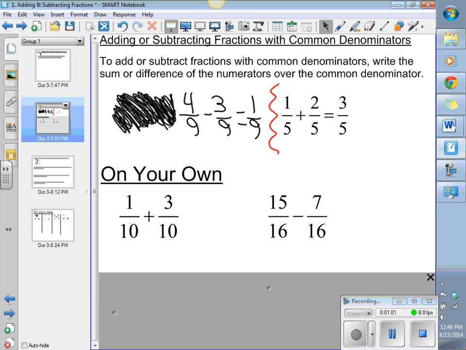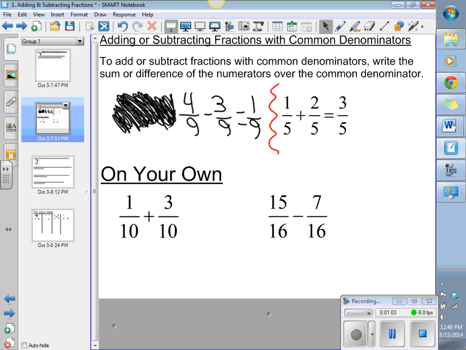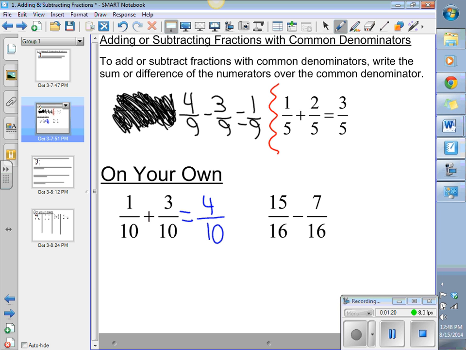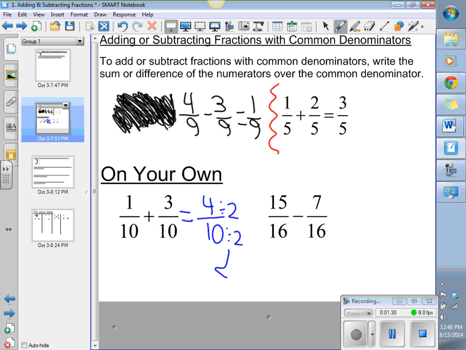This should be a review, so if you want to go ahead and pause the video and try those two problems on your own, because I'm going to go through and solve them. 1/10 plus 3/10. We add the 1 and 3 to get 4. Our 10 stays the same. All fractions must be in lowest terms. 4 and 10 have a common factor of 2, so we divide each by 2. And we'll go down here to make some more room. We get 2/5.